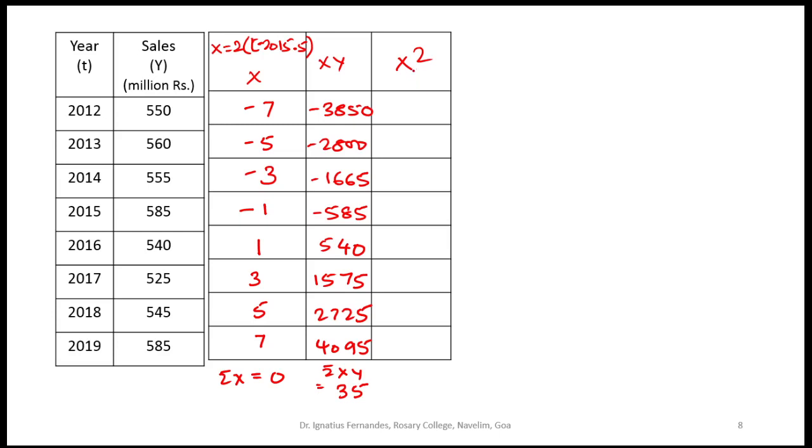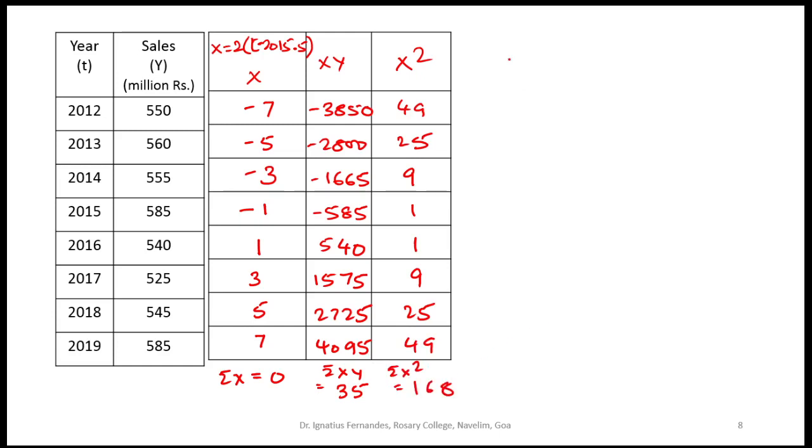The same way, now we need x square. So square values of all these x values. Minus 7 square is 49, minus 5 square 25, minus 3 square 9, minus 1 square 1, 3 square 9, 5 square 25, 7 square 49. So if I add these values, this comes to 168.